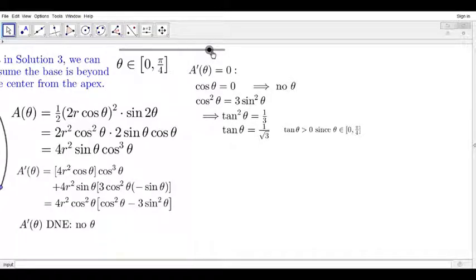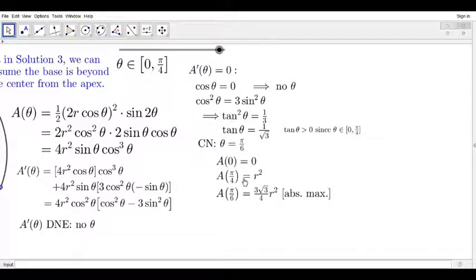Pause the video, think about it. Do you have your answer? Theta is pi over 6. So, the usual scenario, evaluate A at the endpoints 0 and pi over 4, and also at pi over 6. I'm going to leave the verification to you. Again, you get your absolute maximum from the third area computation.